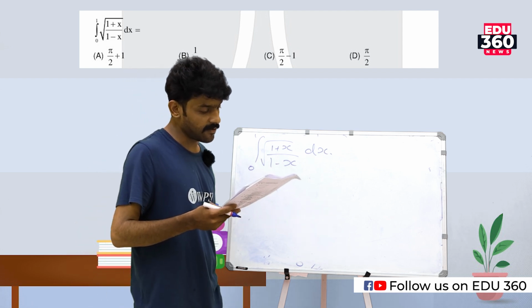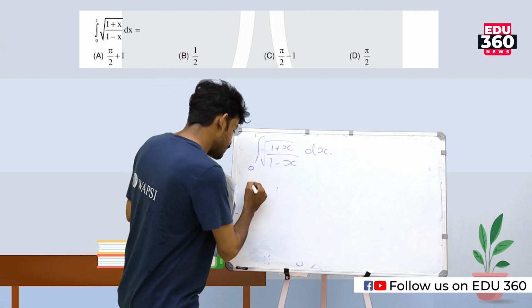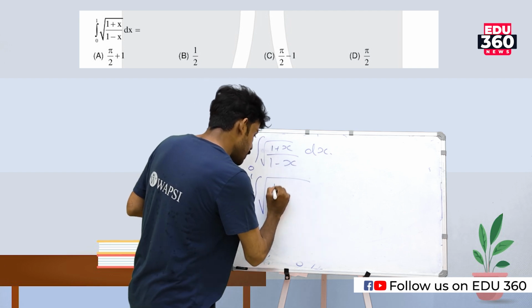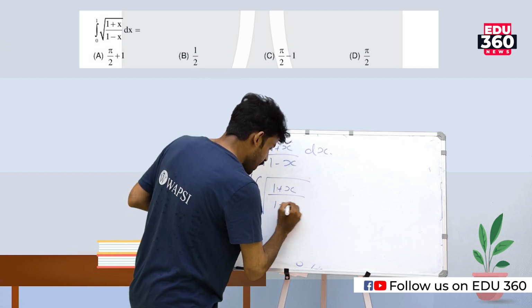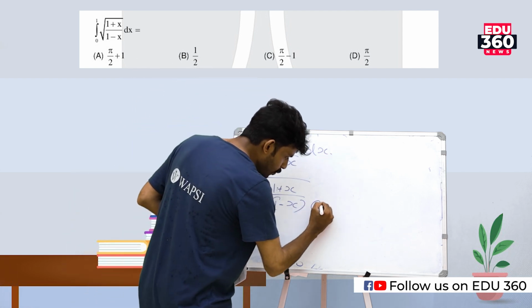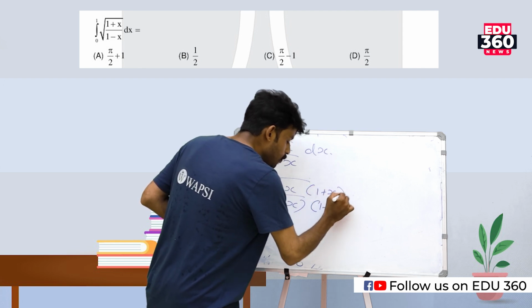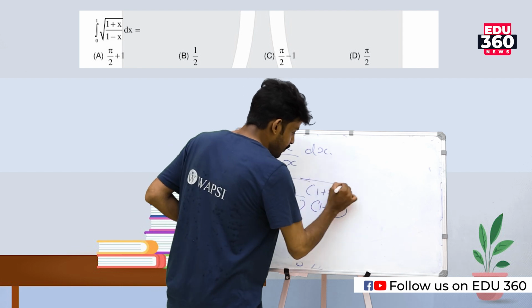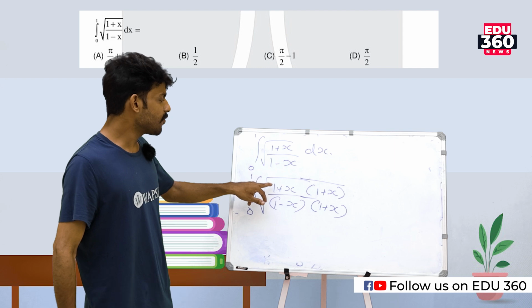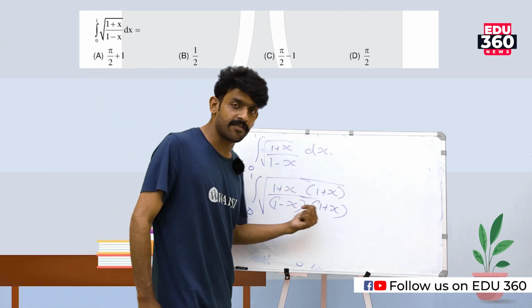So the first step is look at the denominator 1 minus x. So first of all we can write integral 0 to 1 root of 1 plus x divided by 1 minus x. We can take the conjugate, that is 1 plus x, and just multiply both in numerator and denominator. The net effect is 0. So that is 1 plus x into 1 plus x in the numerator, and in the denominator 1 minus x into 1 plus x.